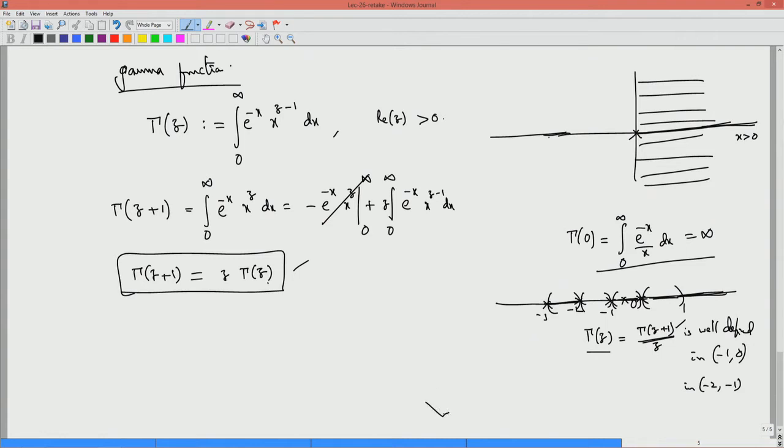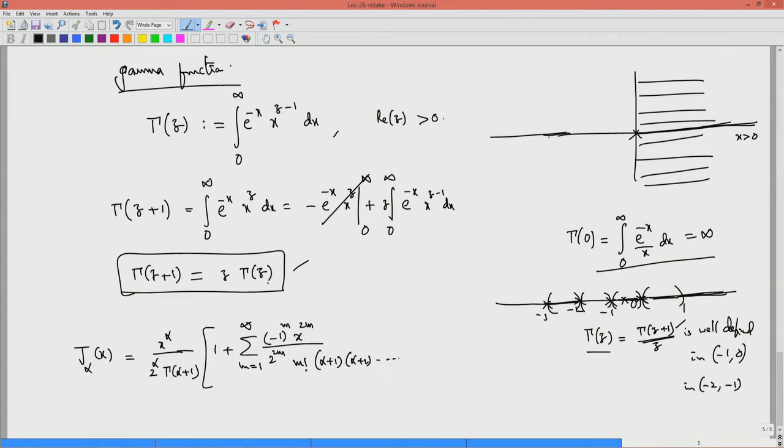So, in the last video we defined the gamma function and the Bessel function of the first kind. J alpha of x is (x by 2) power alpha over gamma of alpha plus 1, times 1 plus the sum from m equals 1 to infinity of minus 1 power m, x power 2m by 2 power 2m, m factorial, times alpha plus 1, alpha plus 2, up to alpha plus m.